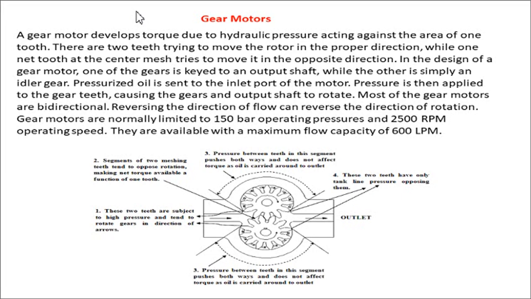So when there is a variation in the load, there will be a variation in the pressure of the fluid supplied to this particular motor, because of which you will have a flexible power output. This is the difference between a gear pump and a gear motor.